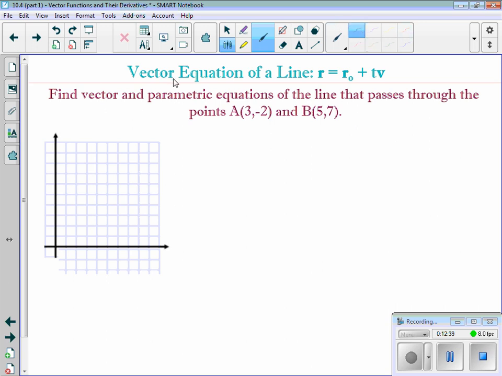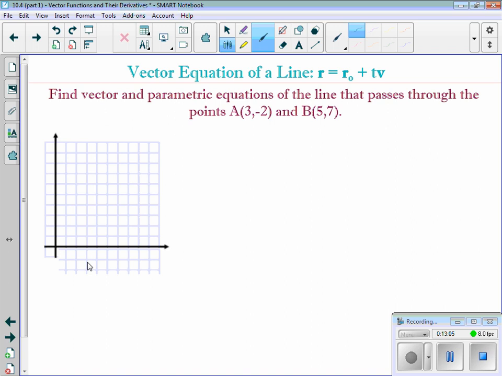So when we're looking at this vector equation of a line, what parts here are bolded? So what parts are vectors? Yeah, r naught and v. So make sure you realize that those are actually vectors. So find vector and parametric equations of a line that passes through these 2 points. So let's start by plotting those 2 points over here.